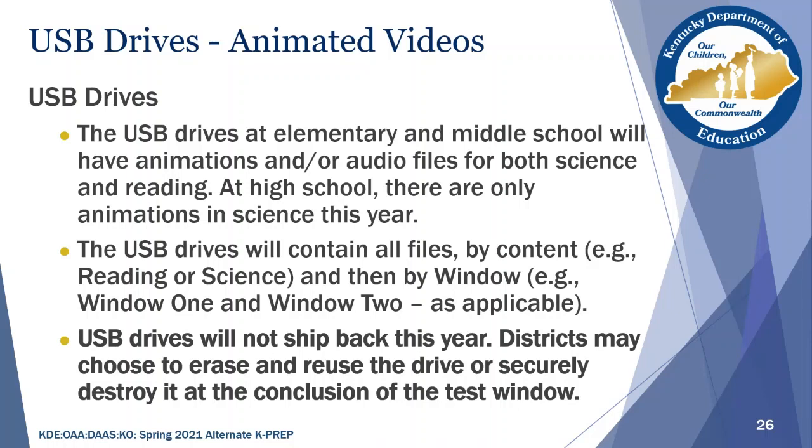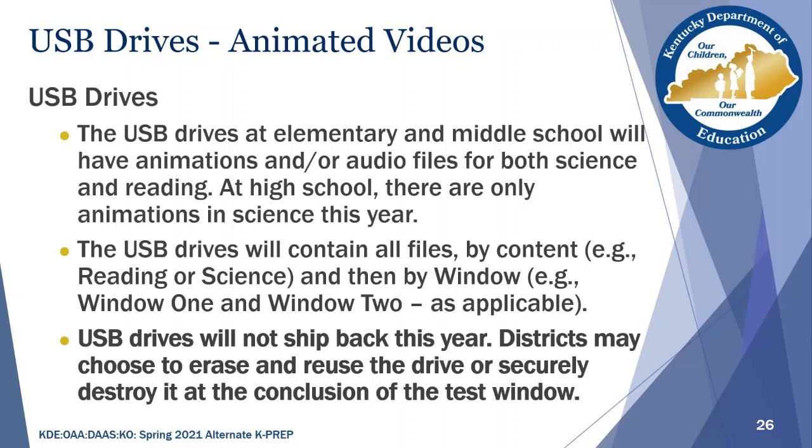by Windows 1 or 2. Now, that's going to be if something is provided for both windows. It could just be that maybe the task A through C has an animation, but nothing for task D through F. If that's the case, you would just find animated information for task A through C.